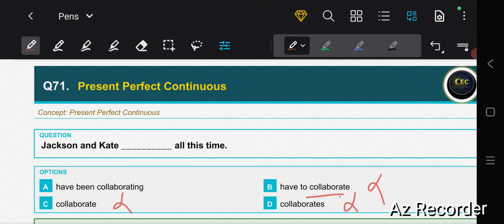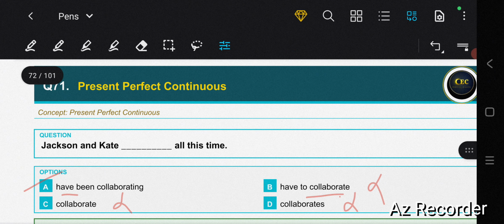Present perfect continuous. So Jackson and Kate both comprise the plural formation. So here we see have, the plural verb, and been collaborating. So this one is the correct option for the question 71.